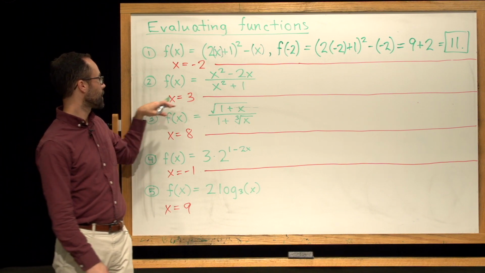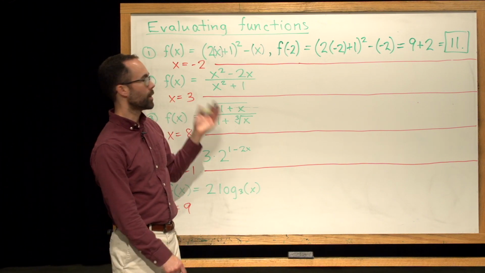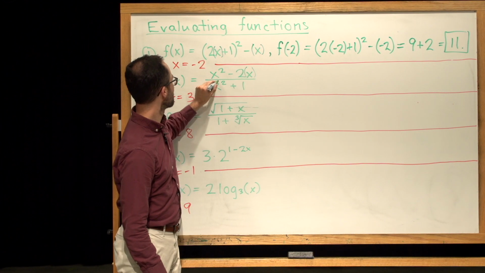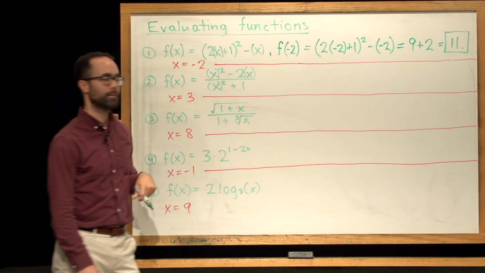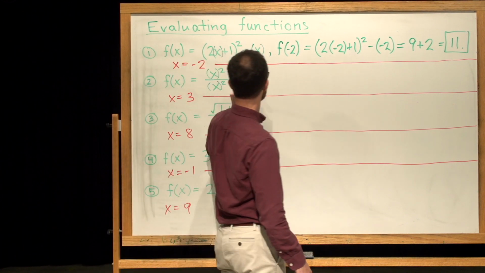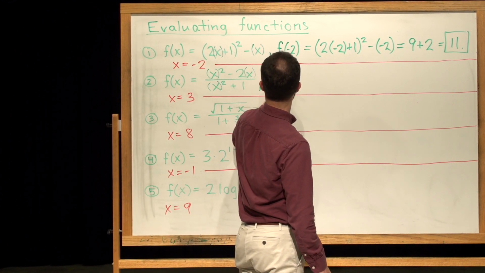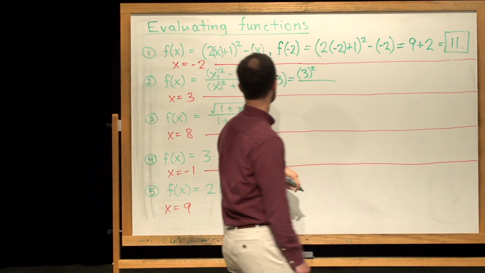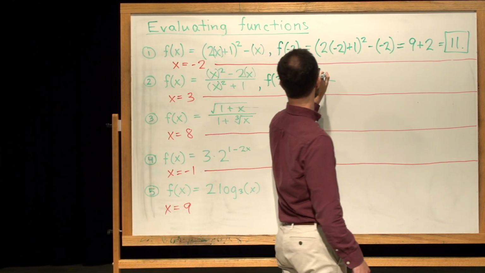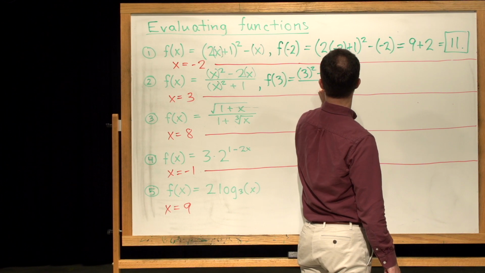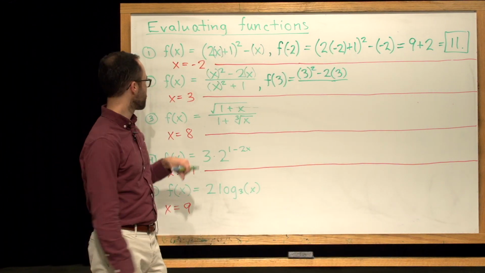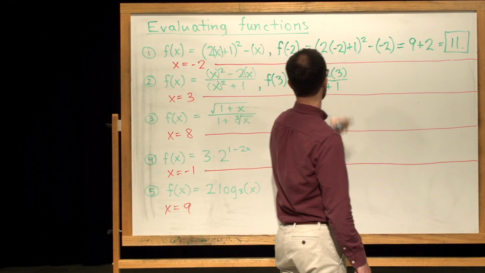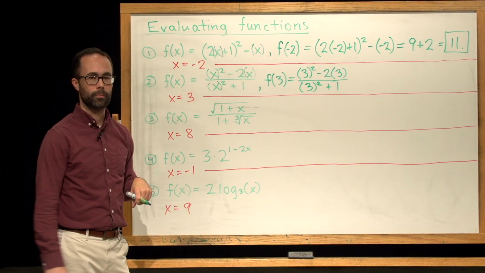Going on to the next one, I've chosen x to be 3 in this case. But let's do the same trick. Put parentheses around x everywhere we see it. It's showing up in 3 different places. Once we've done that, we can substitute. So we're finding f of 3. We substitute into the fraction. So there's 3 squared on top, and then minus 2 times 3. On the bottom, we have a 3 squared plus 1. So I'll write the 3 in parentheses, squared plus 1. And that's really the hard part.